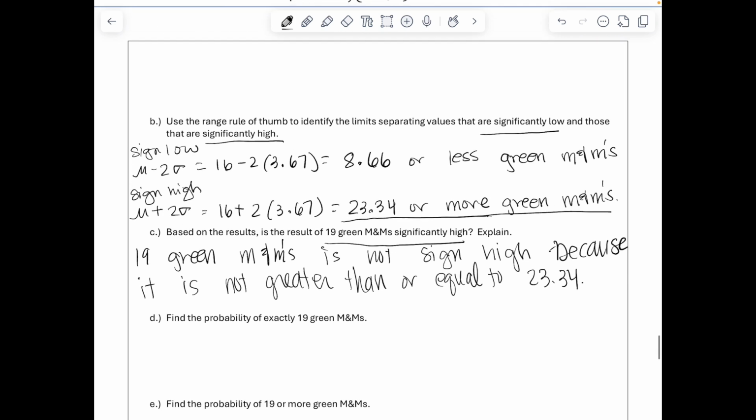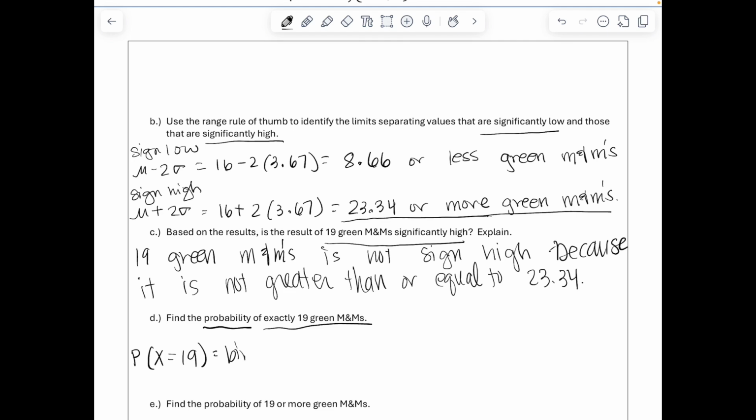Part D says find the probability of exactly 19 green M&Ms. So this time we're asked about the probability, and the word is exactly, which means equals. So exactly equals 19. And to calculate this, we're going to use binom PDF. And you might ask yourself, why is this a binomial problem? Remember, you have to check those 4 requirements. First one is that you have a set number of trials, and we do. It's 100. The trials have to be independent of one another, and they are. One candy has nothing to do with another candy. There are 2 outcomes. Since we're only talking about green, it's either green or it's not green. And then last one, we have a fixed probability, which is 0.16.